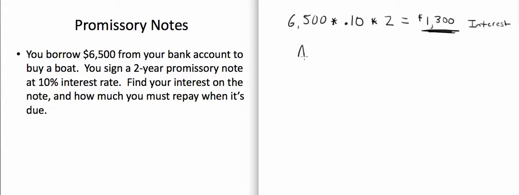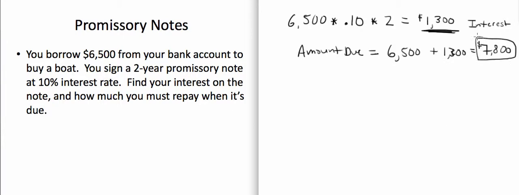All right, so then the amount due is equal to the original amount, so 6,500, plus the interest, 1,300, and that gives you an answer of $7,800 is how much you'll have to pay back for your boat. Okay, so we've done this before with interest, same thing, just now paying back money as well.